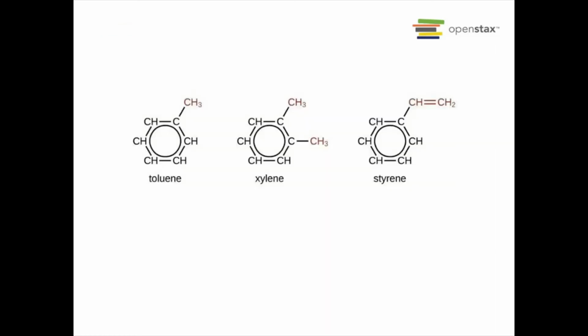Here are some examples of substitutions on a benzene ring. Toluene is something you may have heard of. You may have heard of the compound trinitrotoluene, which is TNT. So there's a little trivia fact for you. A toluene is when you have a benzene ring with a methyl group coming off. Xylene has 2 methyl groups coming off, and styrene is the monomer that you use to make polystyrene. These are just some examples. There's a ton of other examples.